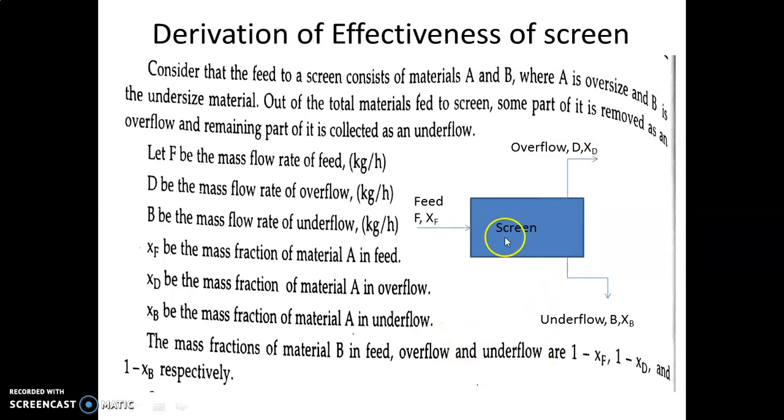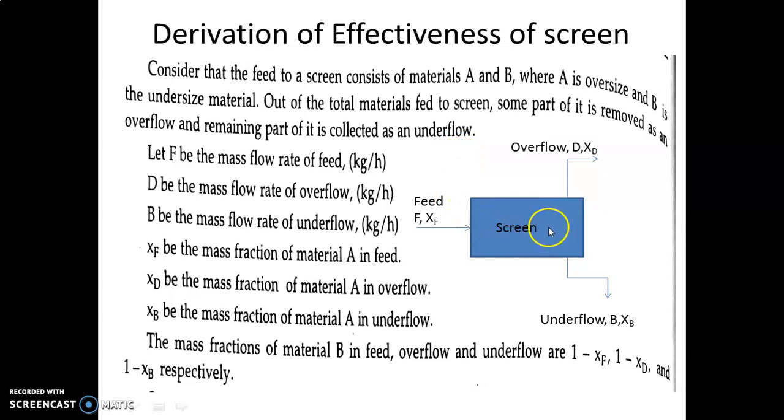So here is the screen, which contains some feed of material A and B, where A is oversized material and B is undersized material. Out of the total material fed to the screen, some part is removed as an overflow and the remaining part is collected as underflow.